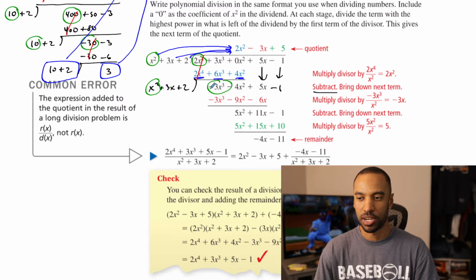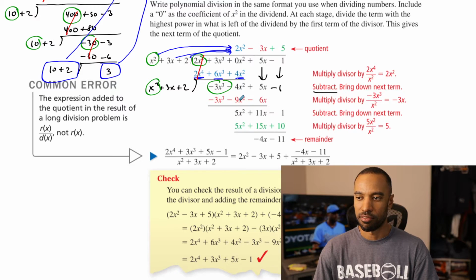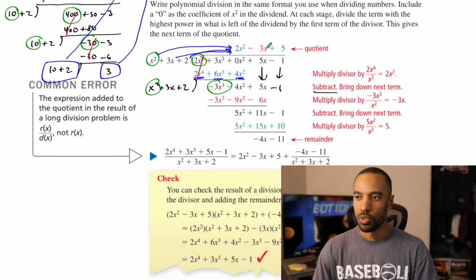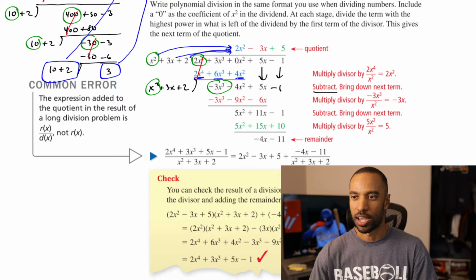Understand they should cancel through subtraction. 3x times negative 3x is negative 9x squared. 2 times negative 3x is negative 6x. We're going to subtract the results.